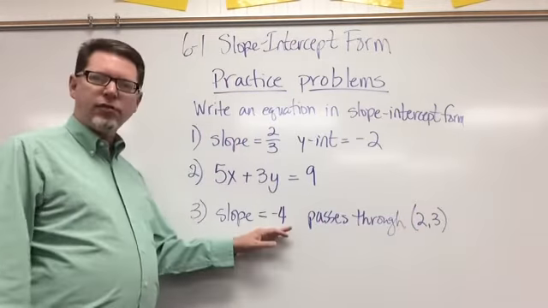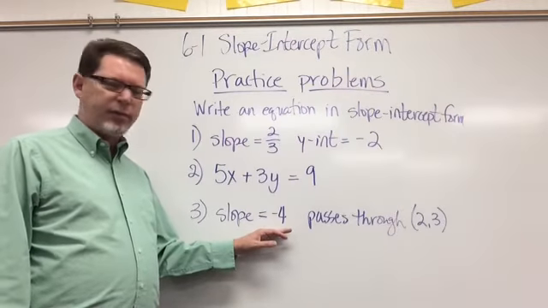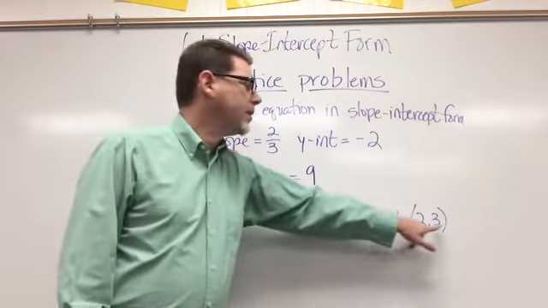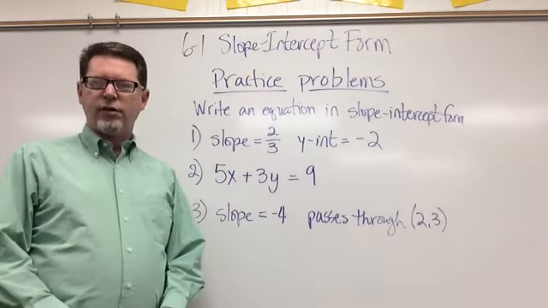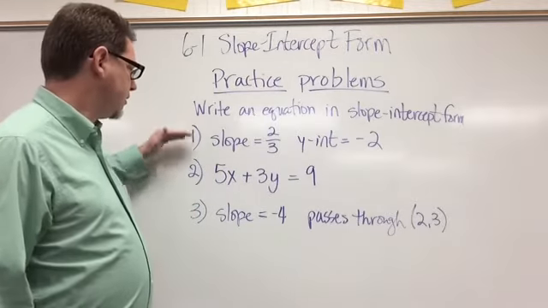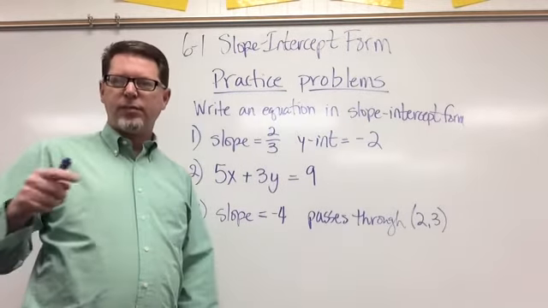So you'll start with your slope-intercept form, y equals mx plus b, plug in what you know, find what you don't, and write the equation. All of these answers will be in y equals mx plus b form.